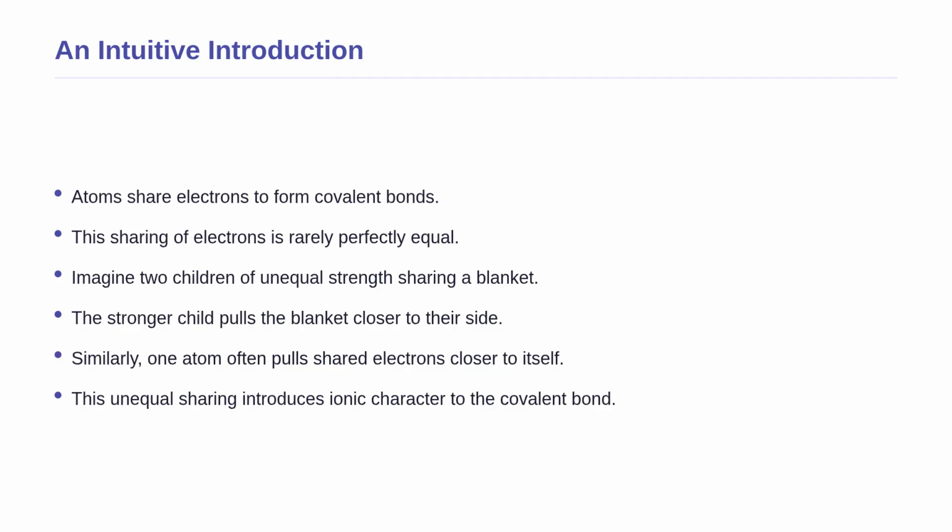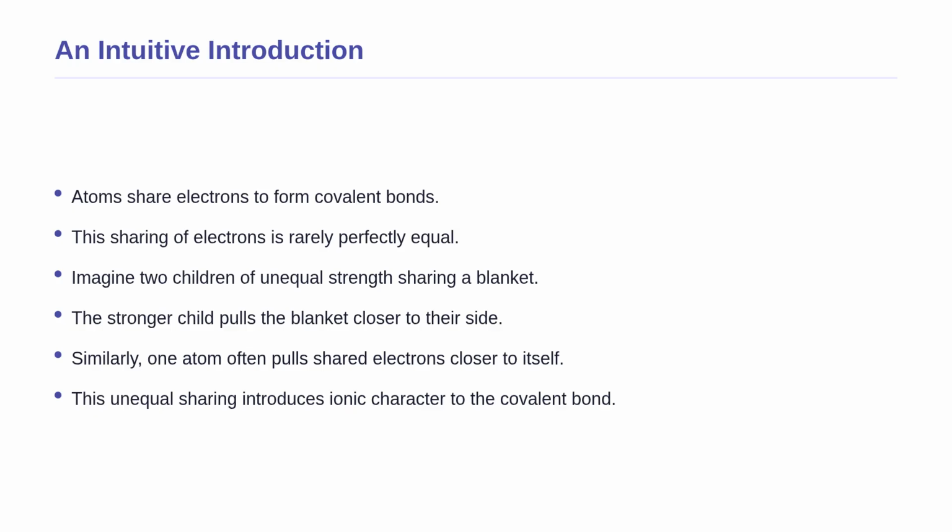To start, let us build an intuitive understanding of what ionic character actually means. Imagine two children sharing a large warm blanket on a cold night. If both are equally strong, the blanket stays perfectly centered. But if one child is much stronger, they will naturally pull the blanket closer to their side. They are still sharing it, but the sharing is highly unequal.